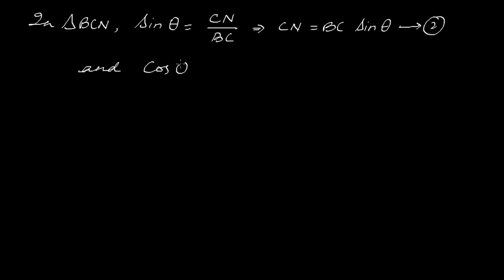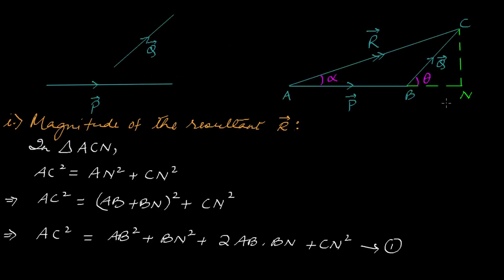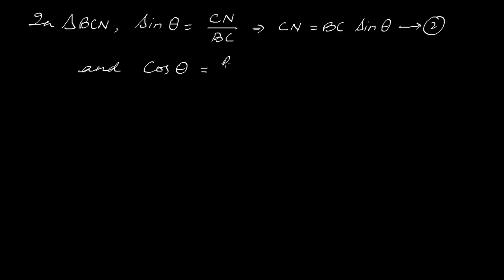And cos theta. Cos theta is what? You know, no? Cos theta is base by hypotenuse. So that will be BN by BC. So here BN will be BC cos theta. Let's call this equation 3.